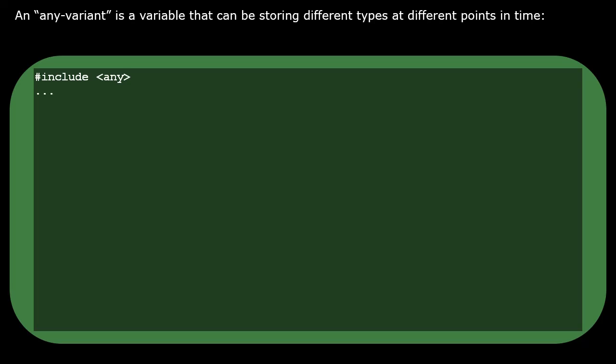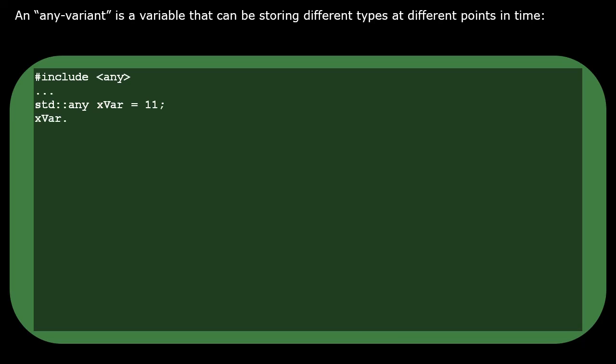A C++ variable is always defined as having some data type, and it has that same type throughout its lifetime. An any variant is a variable having a special type which simulates the ability some other programming languages have, where their variable can store differently typed values at different points in time.